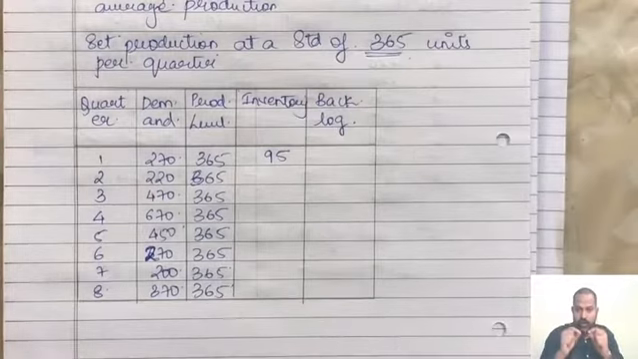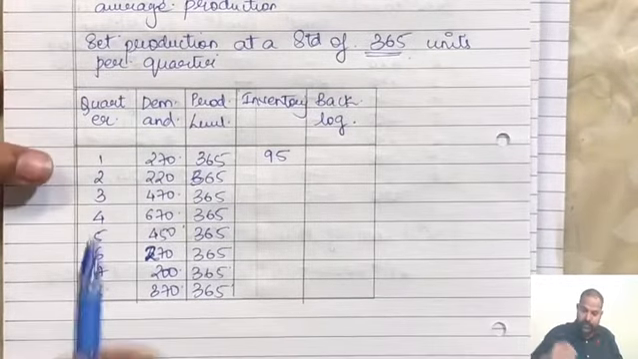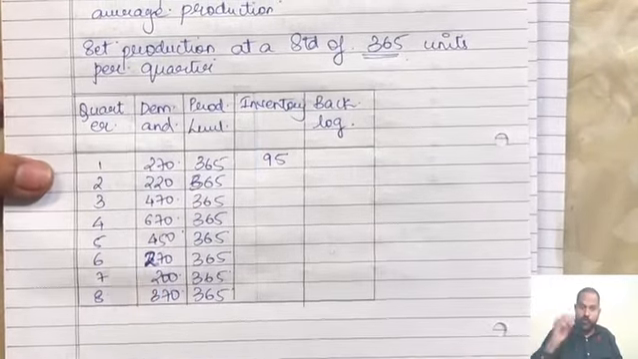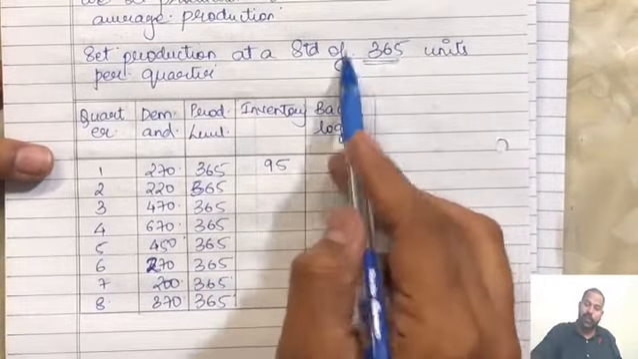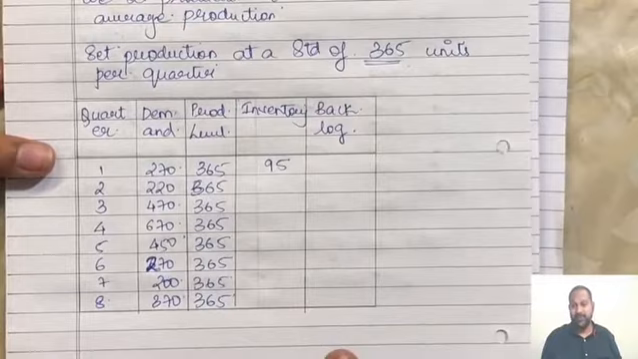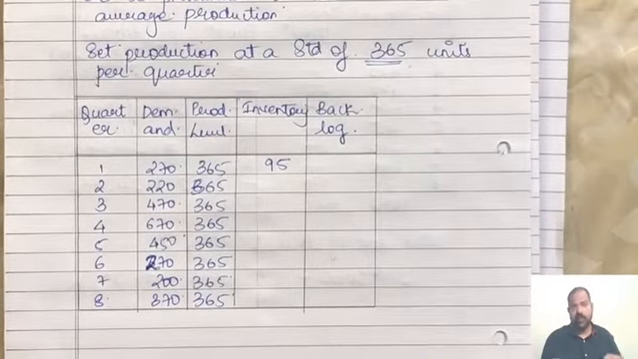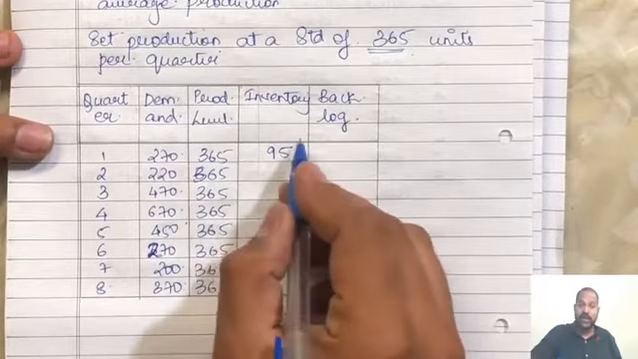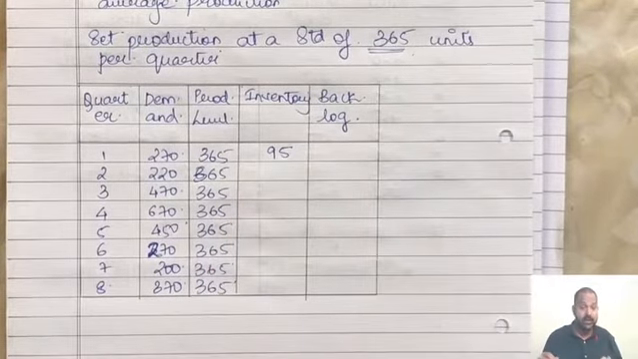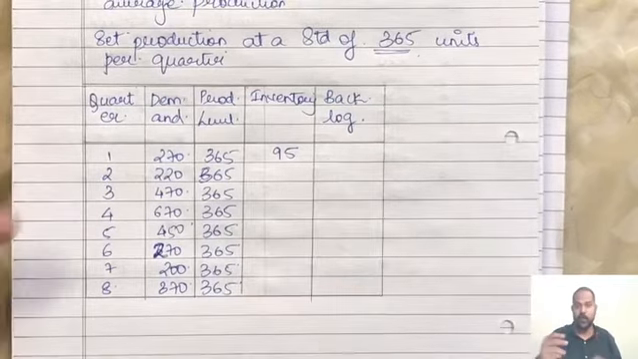So let me do a quick recap and then I'll continue to the next. What are we going to do? Whenever inventory carrying question is given to you, you will always and always set your production at a standard of your average, which is 365. Now, in a certain period, if you are producing more than required, you will start creating an inventory. And in a certain period, if you are producing less than required, then that will go as a backlog.